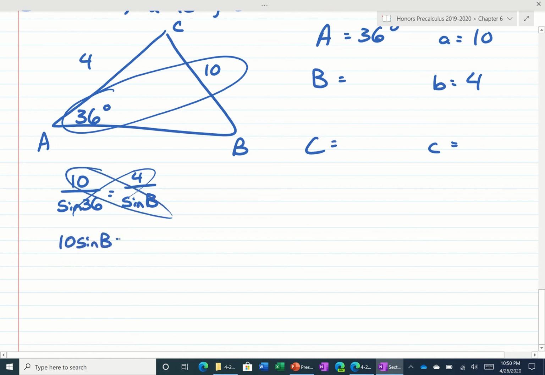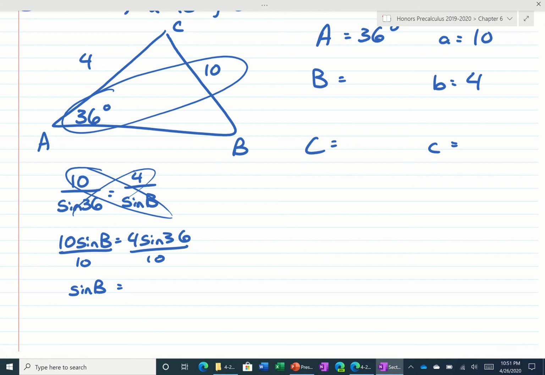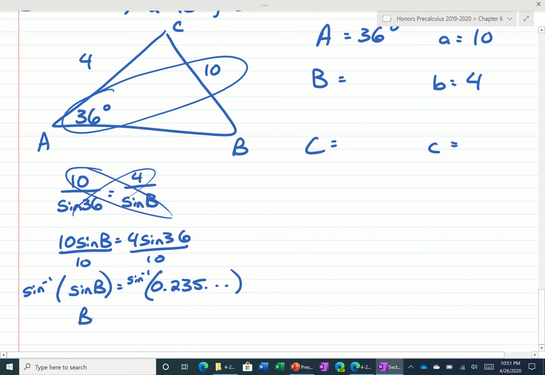10 times the sine of B is equal to 4 times the sine of 36. Divide both sides by 10, you get that the sine of B is equal to 4 times the sine of 36 divided by 10. Comes out to like 0.235. And remember, the way that we solve for an angle is we use inverse trig. So you could use inverse trig here to get rid of the sine. And if you do that, the inverse sine of that answer is going to give you an angle of 13.6 degrees.